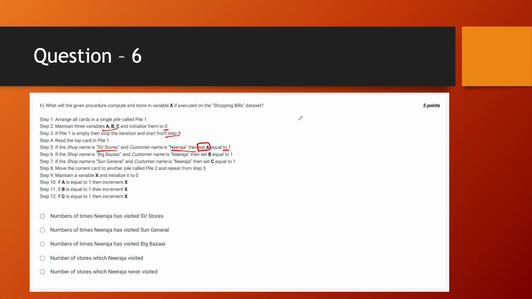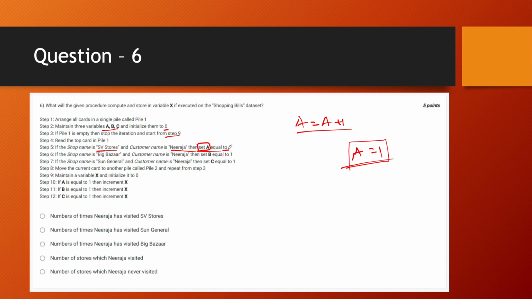Here we are not incrementing the value of a is equal to a plus 1. That means we are not incrementing the value every time we see SP Stores and Nirja. So the first time that we see SP Stores, the customer Nirja has gone to the store called SP Stores, we just set the value of a to 1. So even if we see it the next time, the value of a would not change. It would still remain a is equal to 1, which means that even if Nirja has visited SP Stores 10 times, at the end of execution, a would always remain 1, or will always be set to 1.